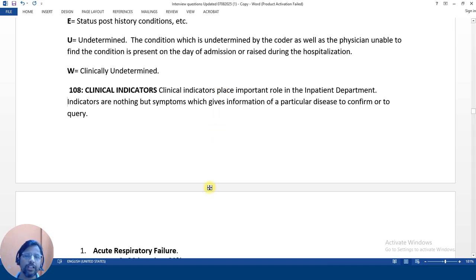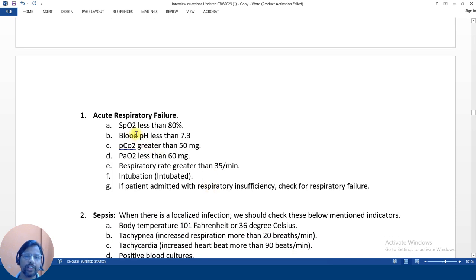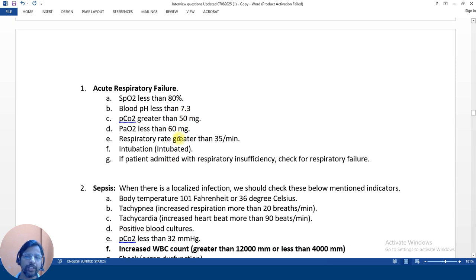For example, in the operative report, if we see SpO2 less than 80%, blood pH less than 7.3, PCO2 greater than 50 mg, PaO2 less than 60 mg, respiratory rate greater than 35 per minute, or intubation is needed, and the patient is admitted with respiratory insufficiency, check for respiratory failure. These are the symptoms for acute respiratory failure. Simple. These symptoms you will technically call clinical indicators, so these are the indicators for acute respiratory failure.